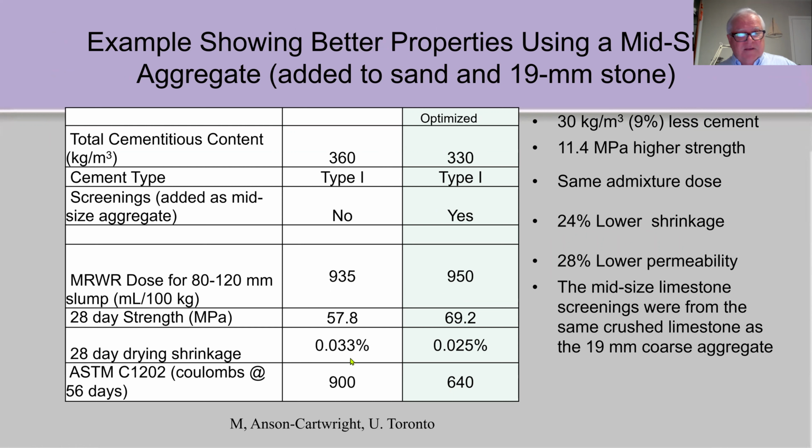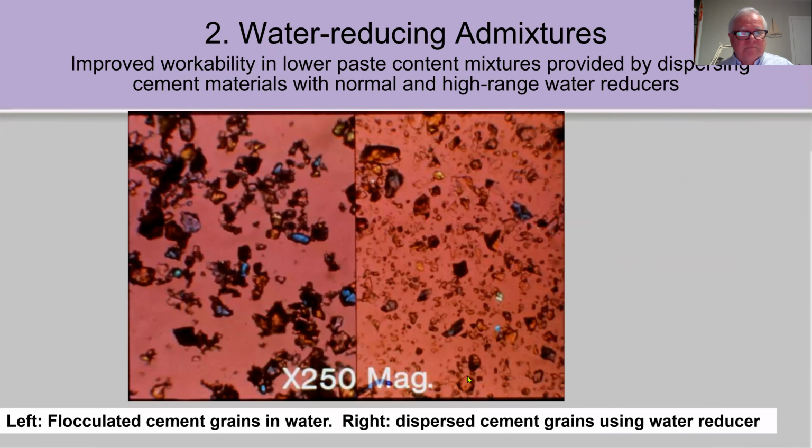Strength went up by 11 MPa. The shrinkage went down by 24%. Permeability, as measured by the Coulombs test, ASTM C1202, went down by 28%. And of course, this is achievable because we have water-reducing admixtures to allow us to obtain this workability.